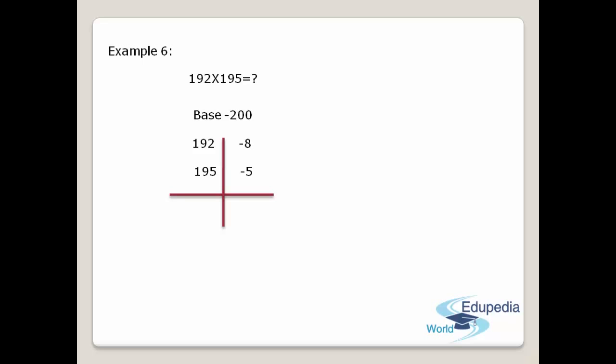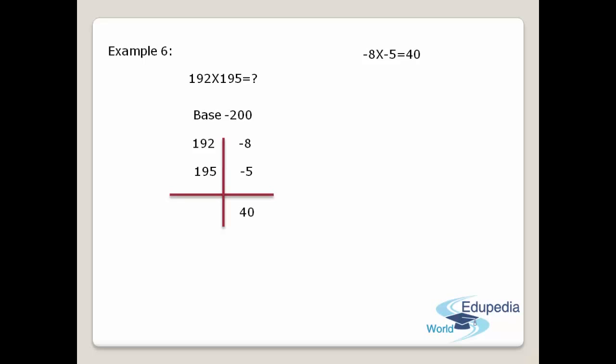After writing these two numbers in the right column, now what you have to do is multiply these two numbers. So minus 8 into minus 5. What are you going to get? When you multiply two negative integers, you will get a positive integer. So therefore, minus 8 into minus 5 is equal to 40. You just write that 40 below the right column.